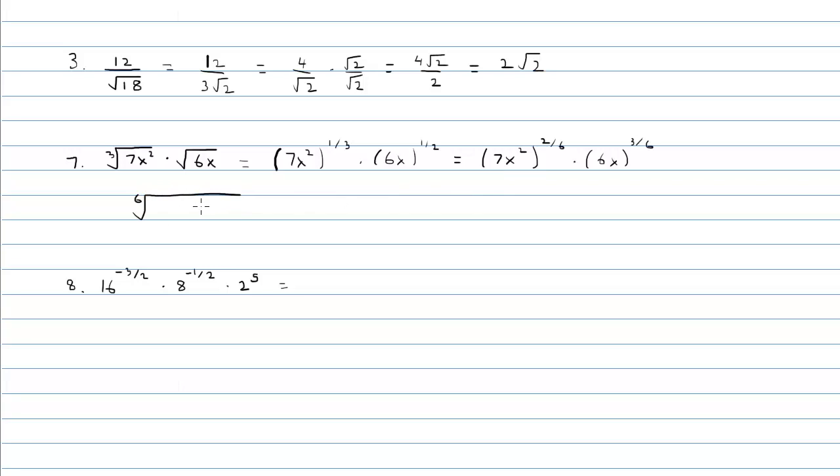We have 7x squared, squared, and we have 6x cubed. Using your calculator, you have 7 squared and 6 cubed. That will give you 10,584.